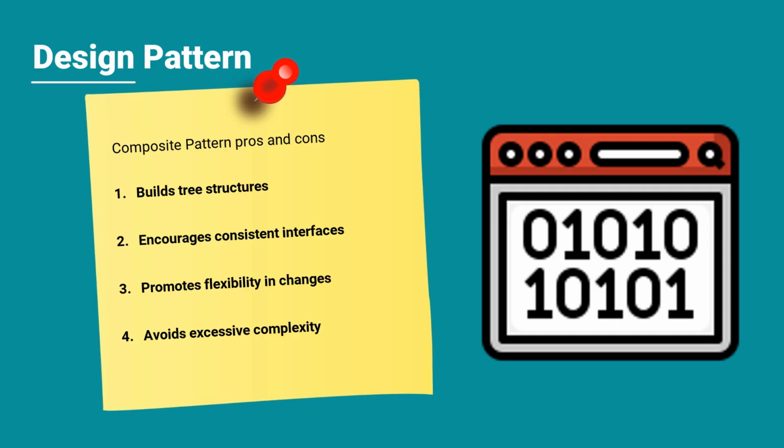The composite pattern has several advantages. First, it allows for the creation of tree structures that can be easily manipulated. Second, it encourages the use of consistent interfaces, which makes the system easier to understand and maintain. Third, changes made at one level of the hierarchy do not typically affect other levels of the hierarchy, promoting flexibility in how the system evolves.